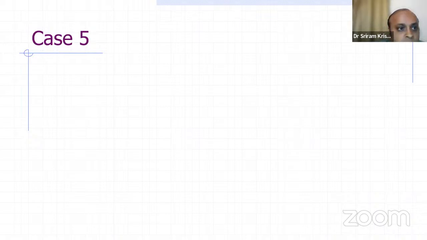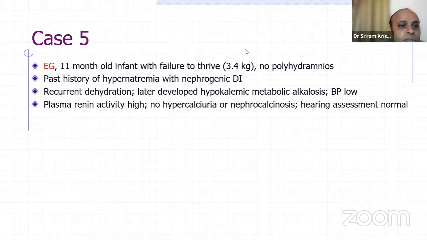My next case is actually an 11-month-old infant presenting with failure to thrive, no polyhydramnios. There was a past history of hypernatremia again with nephrogenic DI. She also had recurrent dehydration and later developed a hypokalemic metabolic alkalosis. By this time, we realized she is actually a Bartter. Plasma renin activity was found to be high. She had no hypercalciuria or nephrocalcinosis.